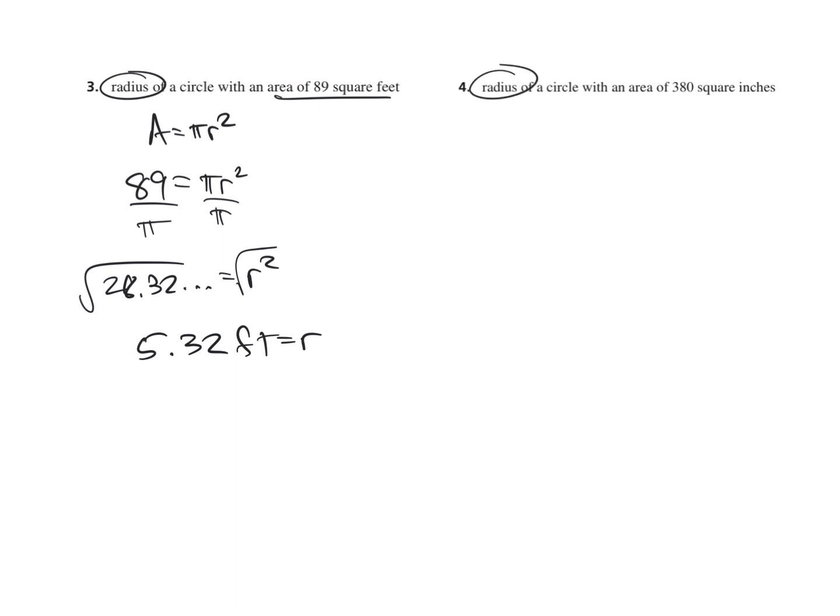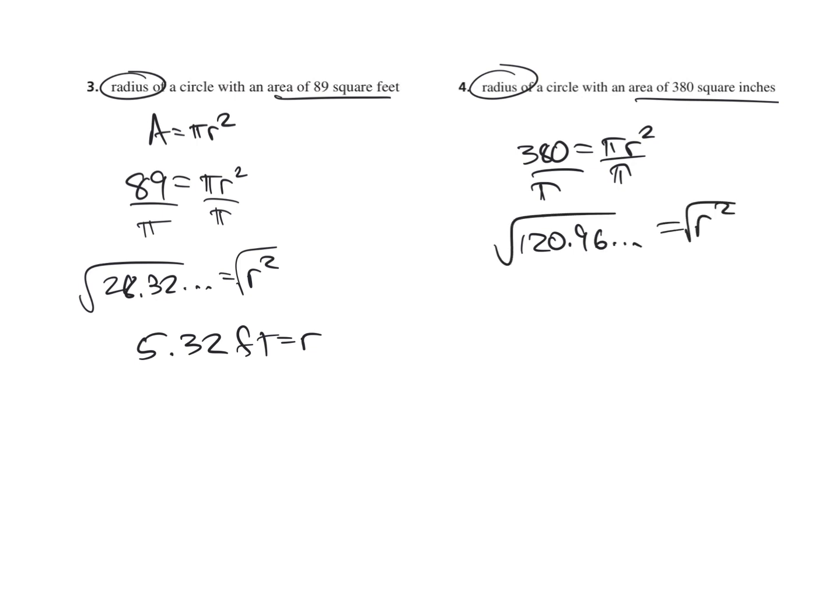Now again, they want the radius, and they gave us the area of the circle. So 380 equals pi r squared. So divide by pi. So 380 divided by pi gives us 120.96 and so on, equals r squared. Take the square root, and that gives us 10.998. So we're supposed to round to the hundredths place, so this will be 11.00.